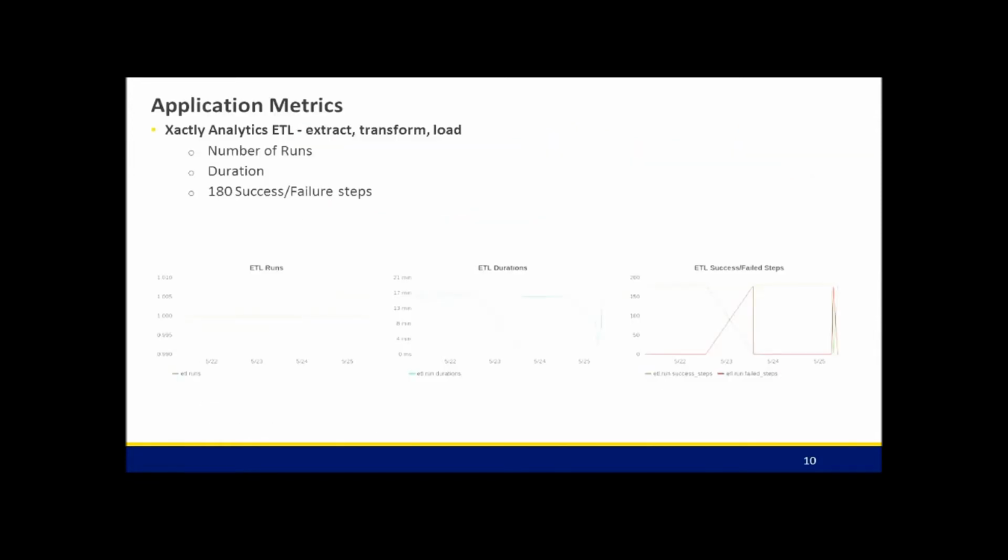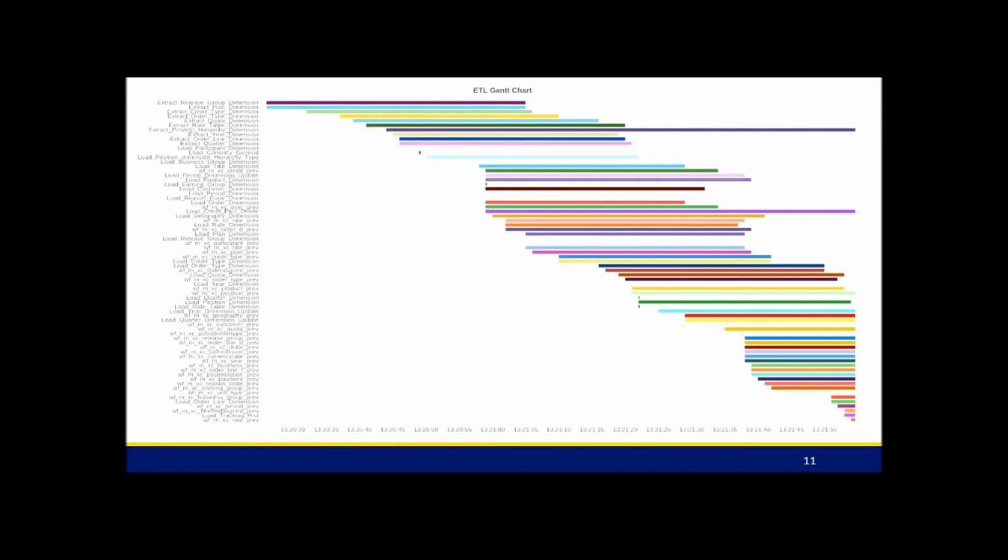Then we have the ETL metrics, which we explained before, which is extract, transform, and load: number of runs, durations, and the number of steps that succeeded or failed. There are 180 in total, and this is a subset, another Gantt chart of them. This one shows us a Gantt chart in the true sense, I guess, with the bars representing the duration of each step, and this one is sorted by start time, so you can see and compare how each step comes in sequence.